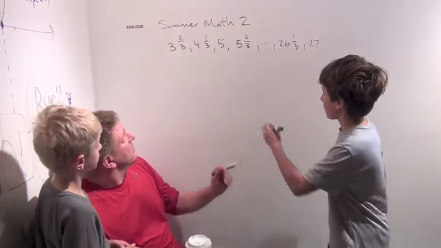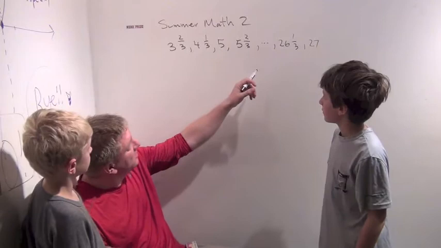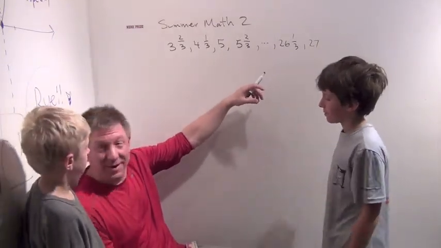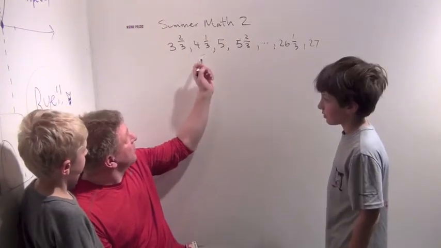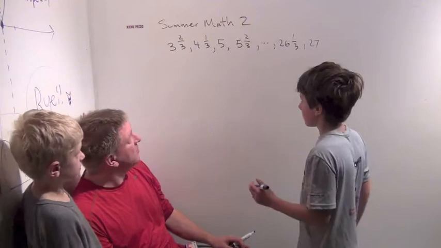First I converted all these numbers to improper fractions. Sorry, before we started, I didn't even write the question down. The question was, how many numbers are in this list? Sorry for not writing the question down. 3 2/3, 4 1/3, 5 2/3, all the way up to 27. Okay, so how many numbers are in this list?